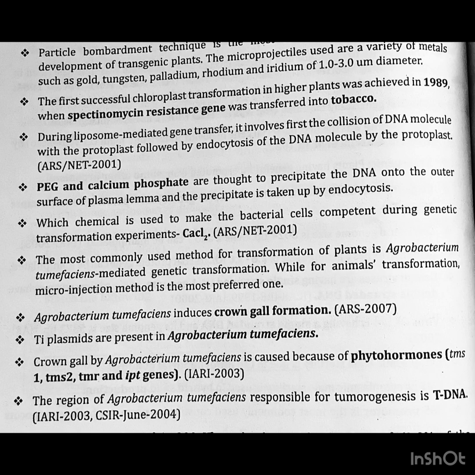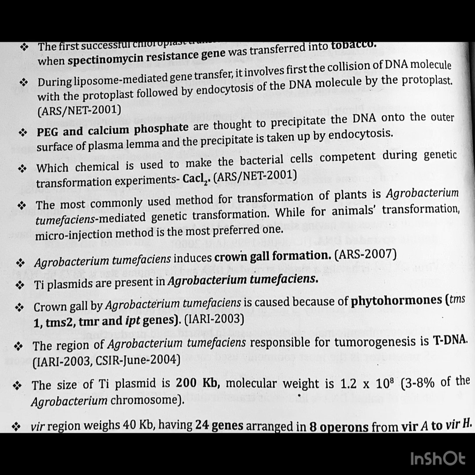Ti plasmids are present in Agrobacterium tumefaciens. Crown gall by Agrobacterium tumefaciens is caused because of phytohormones, with the genes tms1, tms2, tmr and ipt. Question asked in IARI 2003. The region of Agrobacterium tumefaciens responsible for tumorigenesis is T-DNA. Question asked in IARI 2003, CSIR June 2004. It is of 25 kilobase pair.